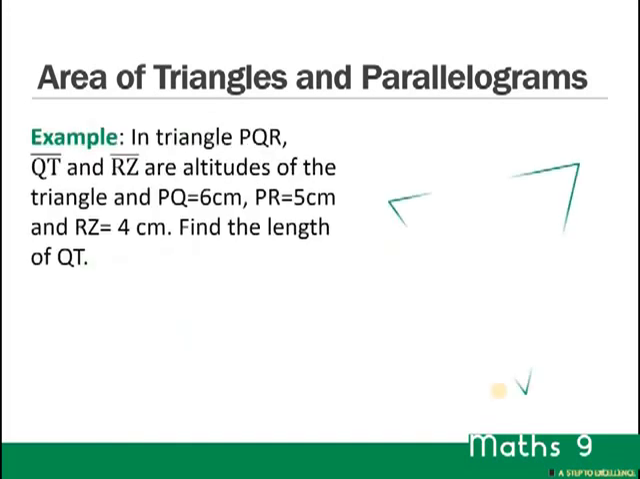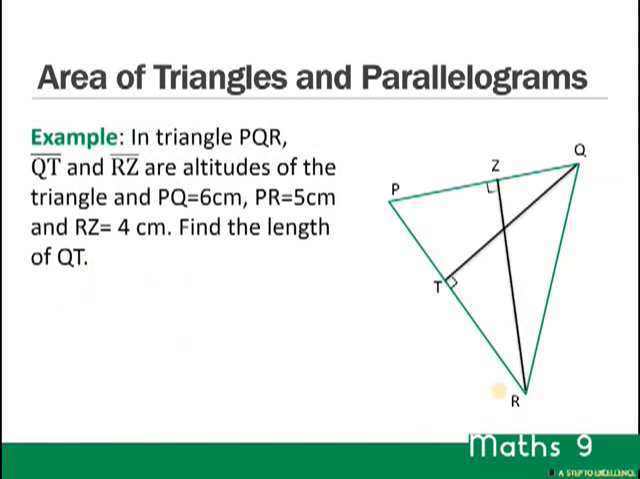Example. In triangle PQR, QT and RZ are altitudes of the triangle, and PQ is 6, PR is 5, and RZ is 4. Find the length of QT. So we want to find the length of this line here.